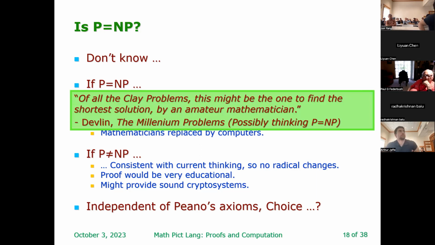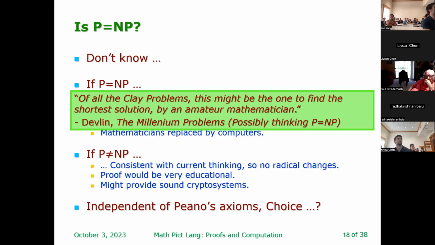There's a popular science book by Devlin. The P versus NP question is one of the six famous Clay problems in mathematics, each one associated with a $1 million prize. When this list of problems was published, Keith Devlin said that of all the Clay problems, this is the one that might have the smallest, simplest, shortest solution, and even by an amateur mathematician. Clearly, that's one opinion.